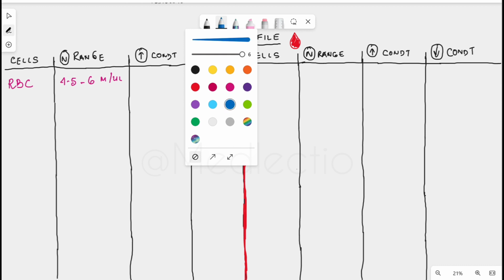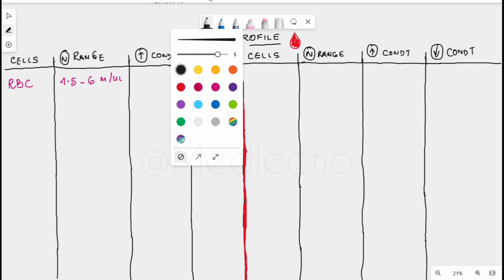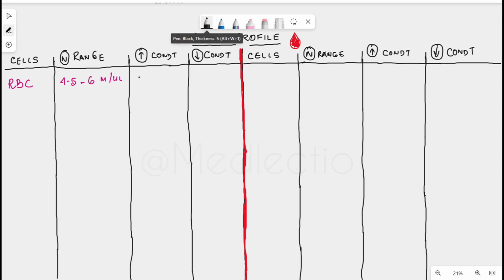Then as you can see, the increased and decreased conditions: in which condition does it happen when the RBC gets increased or decreased. So first one, decrease: if it is less than 4, it's called anemia. Okay, correlate with hemoglobin also. So if it is more than 6.5, it's called polycythemia vera.